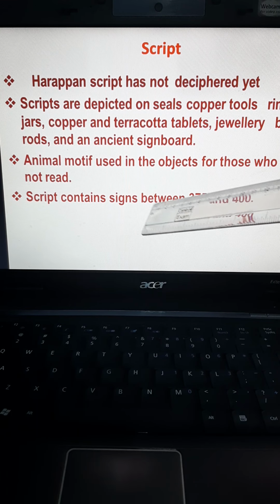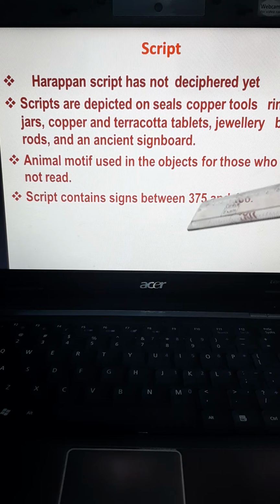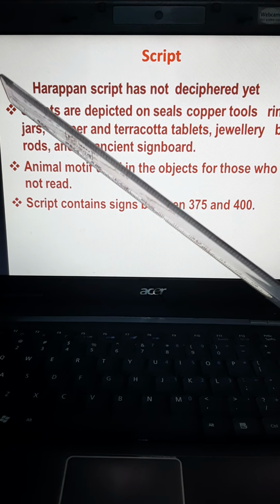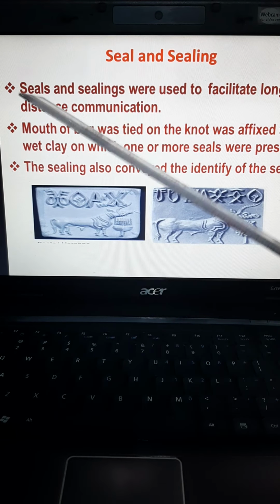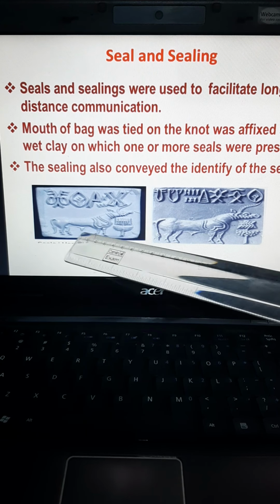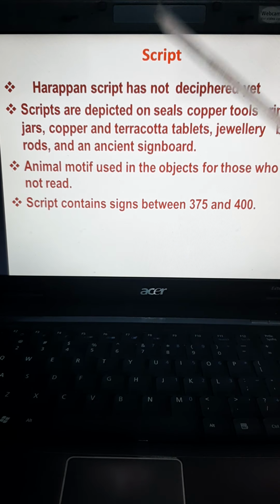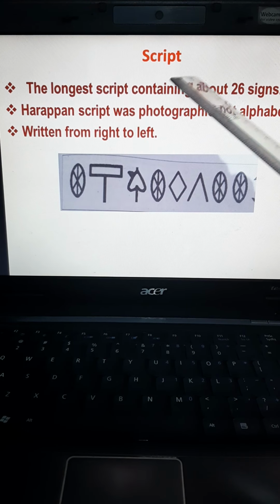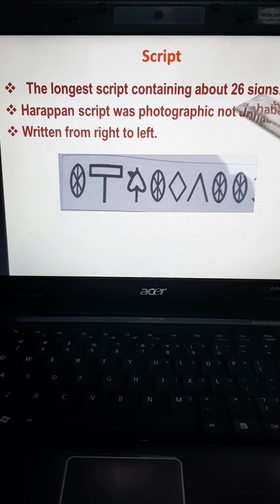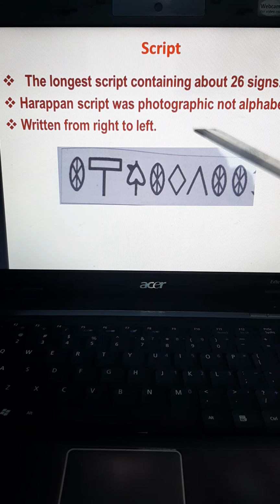The script contained between 375 and 400 signs. Now some animal motifs, or this is a seal. Here some written text used to be there. In this one some animal motif was given, the picture of an animal. Clear? Now the longest script contains about 26 signs. Apart from that, no longer script was there; 26 was the longest.